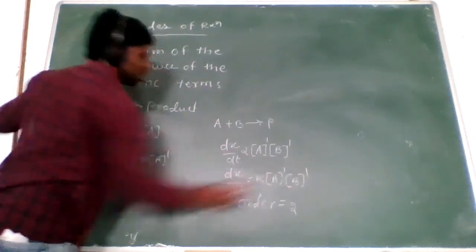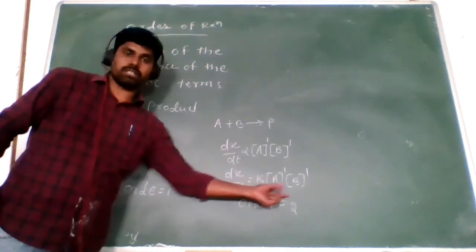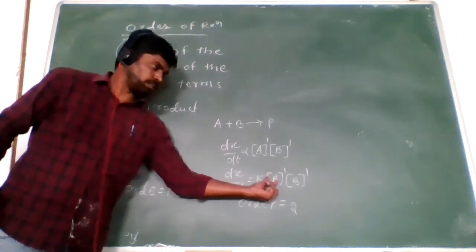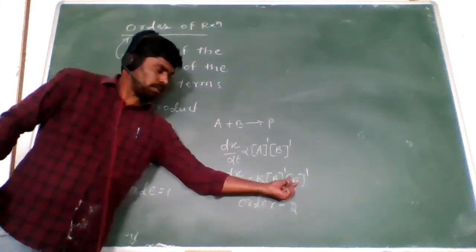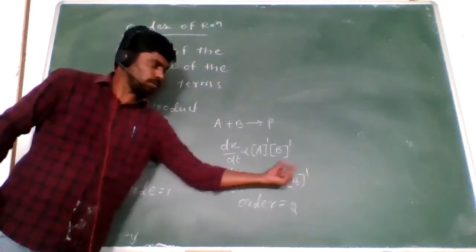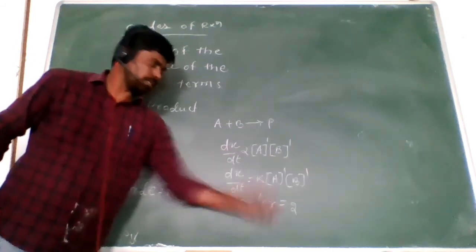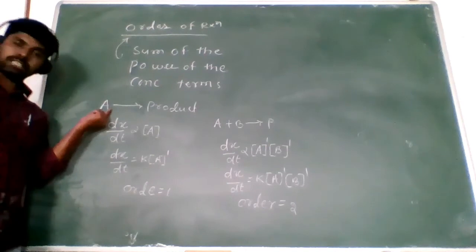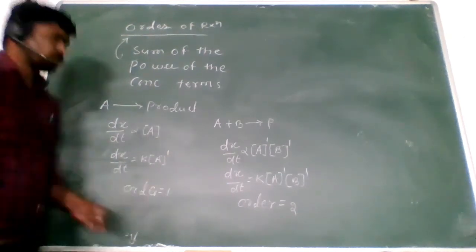Sum means adding the concentration of the first reactant and the concentration of the second one. The concentration of reactant A is 1, reactant B is 1. So sum means adding there, 1 plus 1, that is the second order. Here only one reactant is there, so that's why it is the first order reaction. So I gave the simple example.